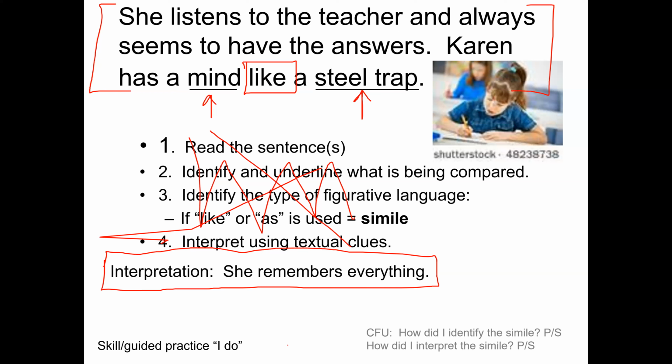All right, so let's do an exercise based on this. Are we done with this slide or no? Yes, sir. Okay, good.